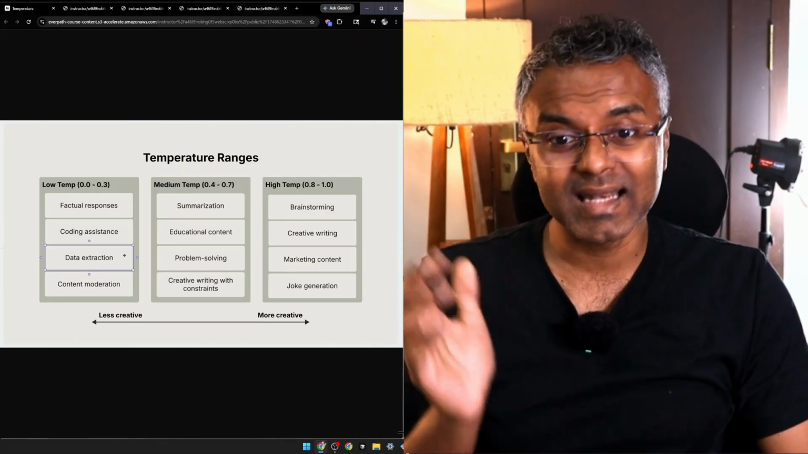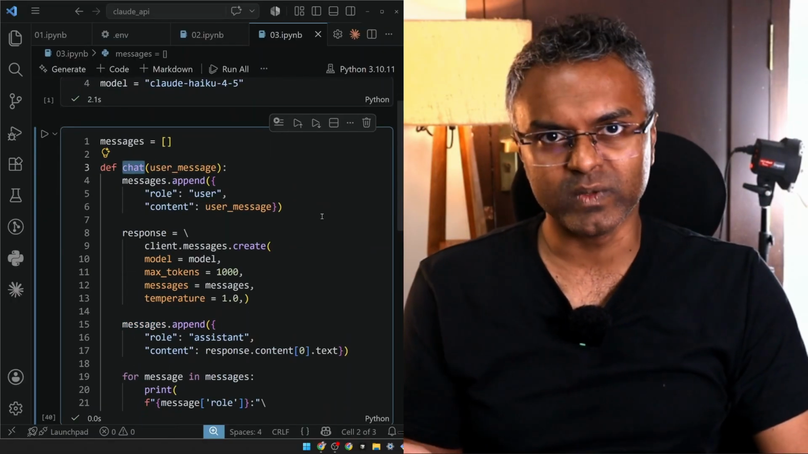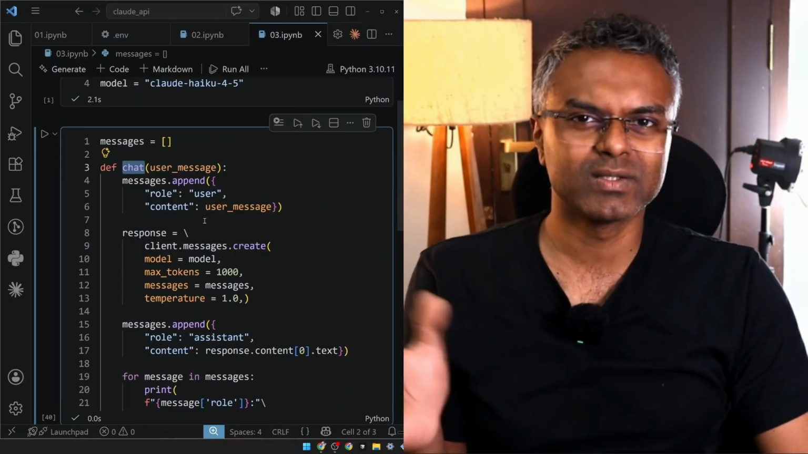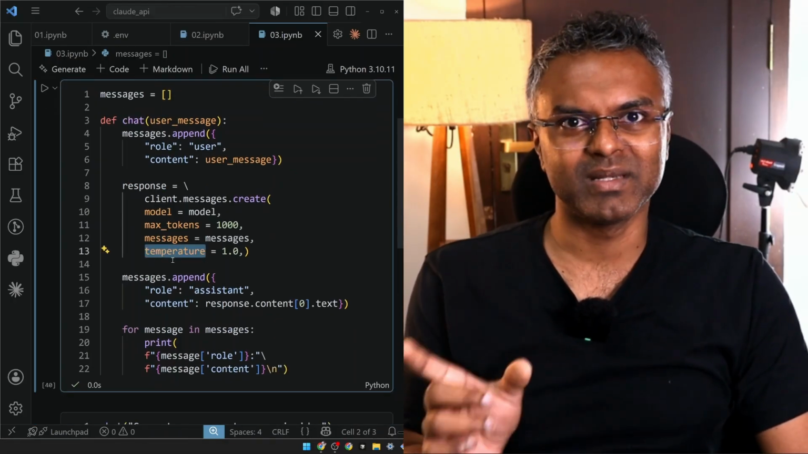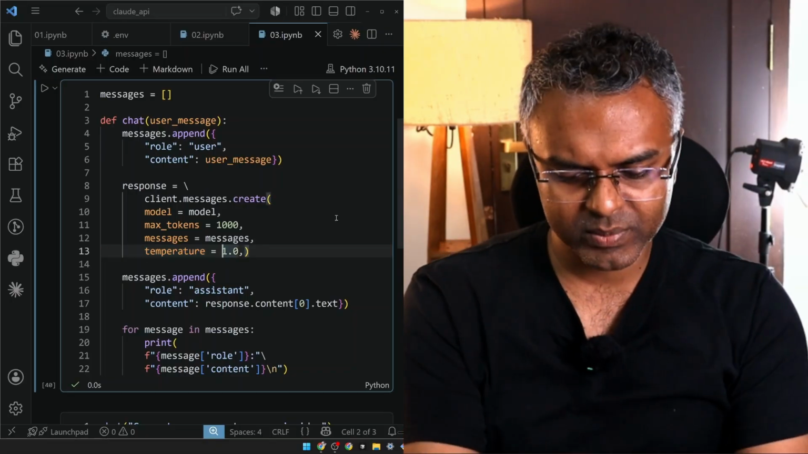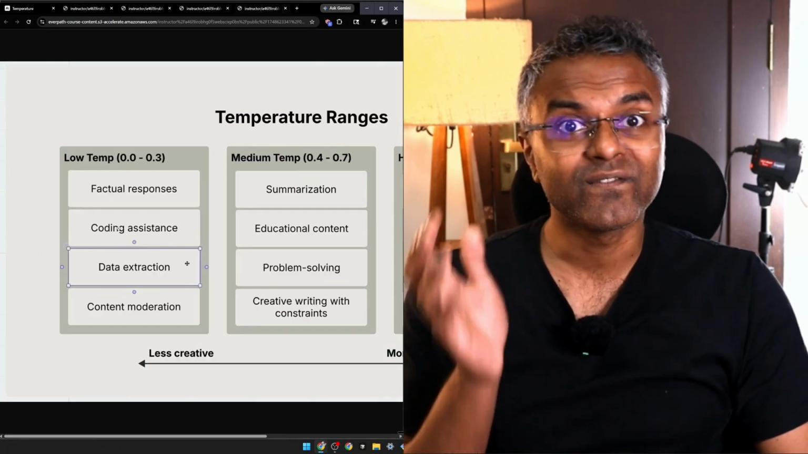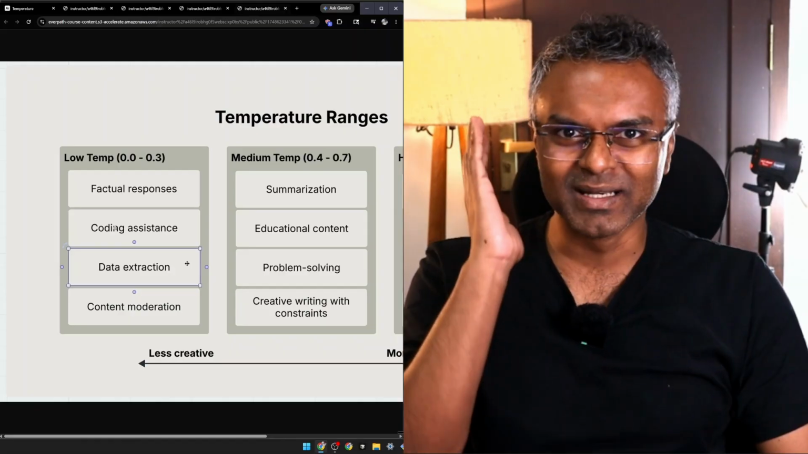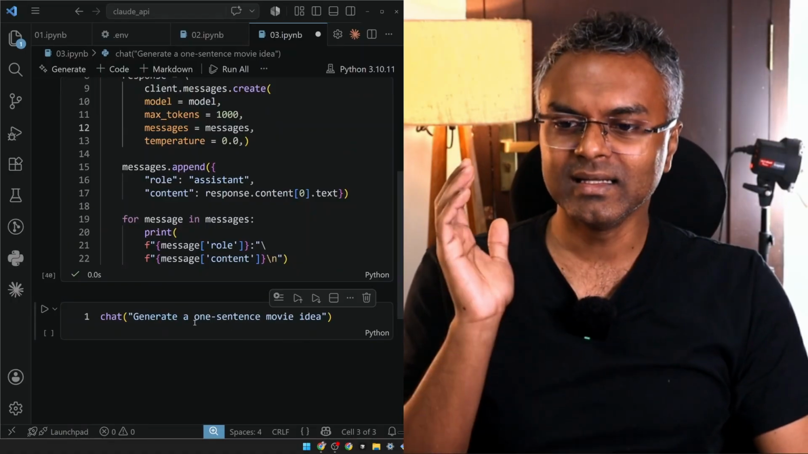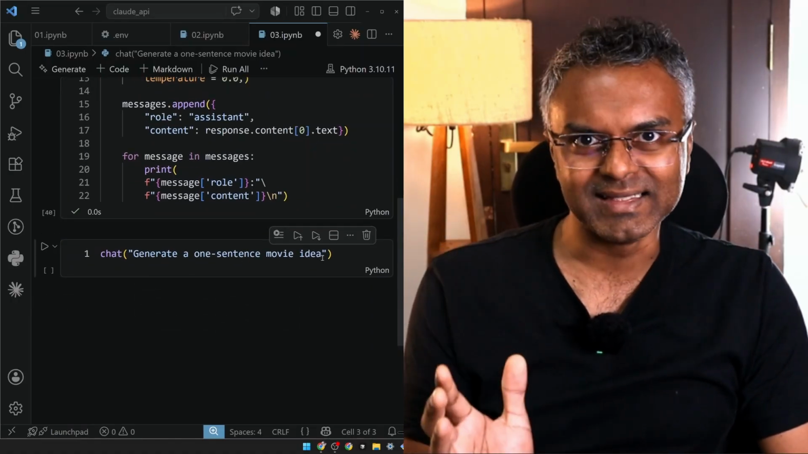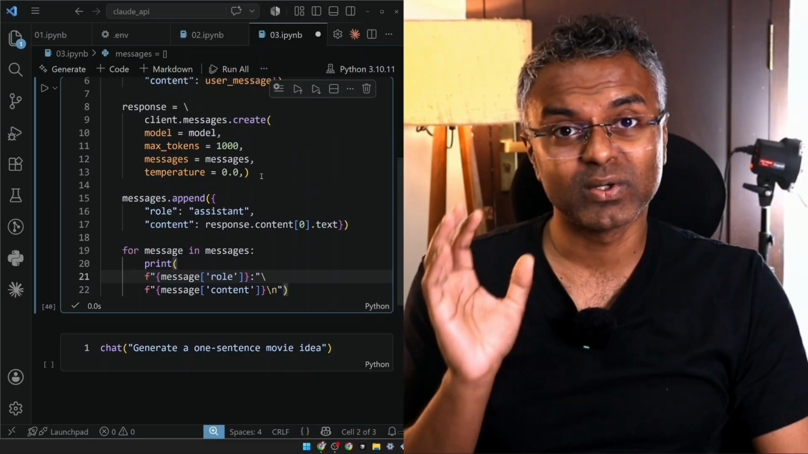Okay, so let's see this in action. Over here, we have the same chat helper method that we saw in the previous video. I've just removed the system prompt because it is not really relevant for this demonstration. Instead, I have added the temperature parameter over here. Let's set the temperature to 0.0. That means it's going to give us a more factual, deterministic, predictable outcome every time we ask it to do something. And the prompt that we are going to give is "generate a one sentence movie idea". So let's see what movie idea it generates with a temperature of 0.0.